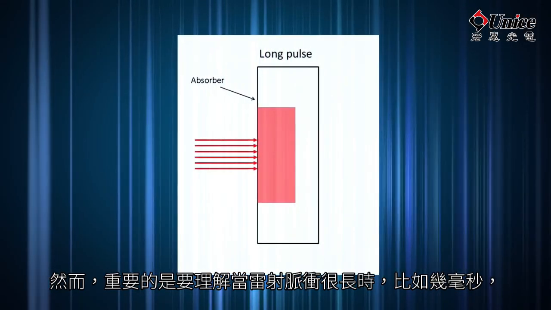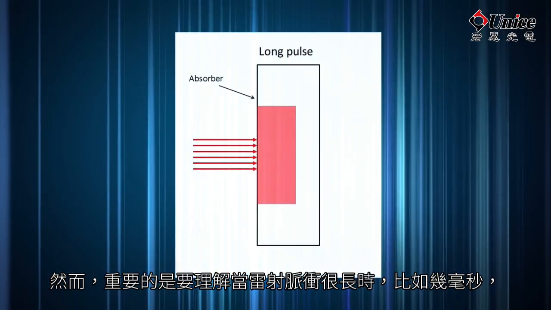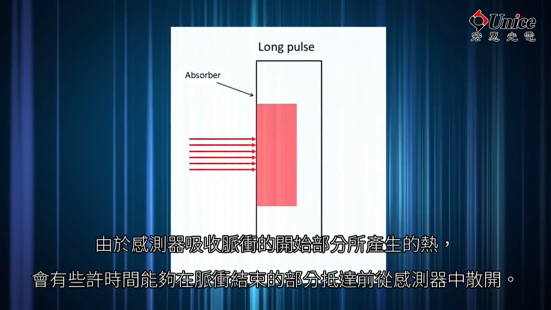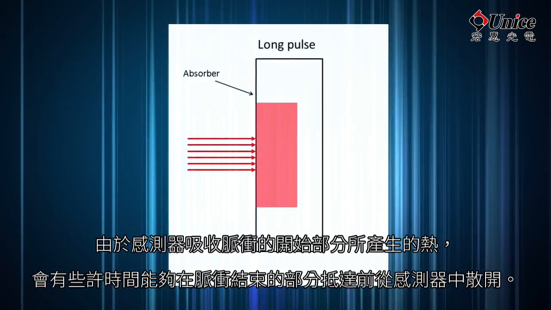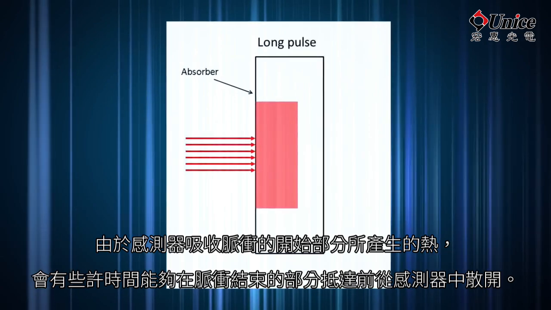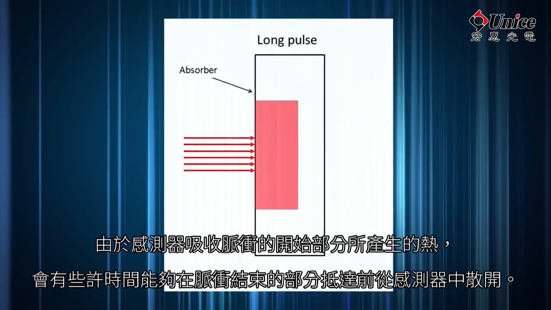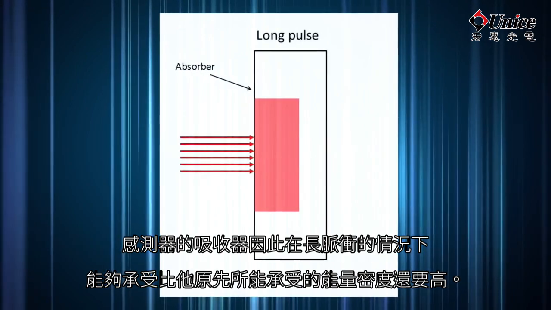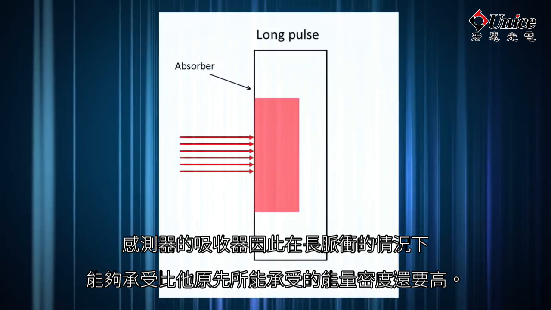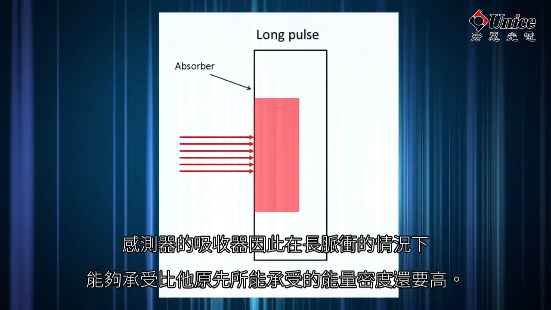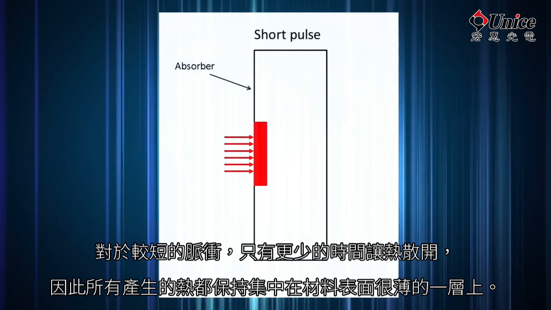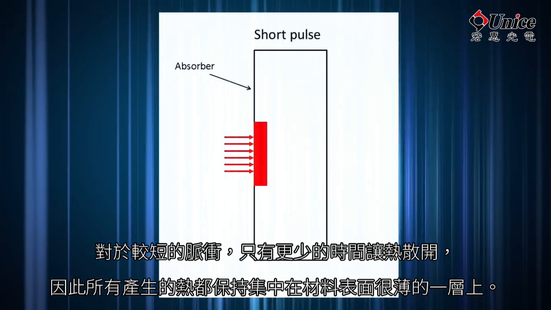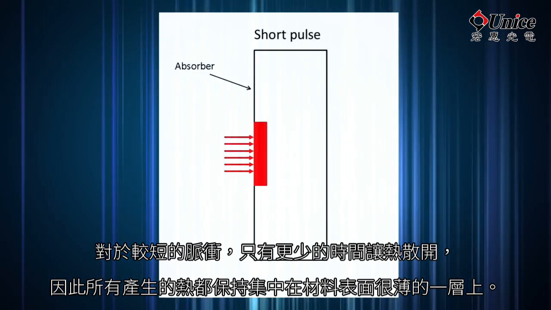It's important to understand, though, that when a laser pulse is long, say a few milliseconds, the heat produced in the sensor due to absorbing the beginning of the pulse has some time to move out of the way before the end of the pulse arrives. The sensor's absorber can therefore handle higher energy density for long pulses than it could for shorter pulses, where there's less time for heat propagation and all the generated heat remains concentrated in a very thin layer of surface material.